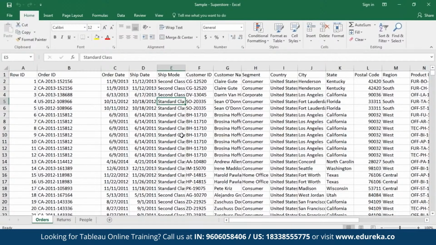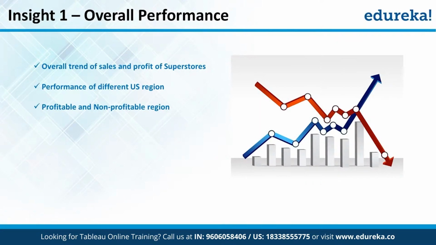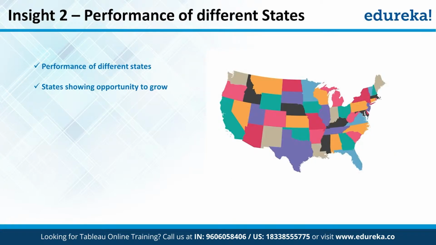So pay attention guys. The questions which we will answer today through our Tableau dashboards are, the first question which we will answer is, what is the overall trend of sales and profit of superstores? How different regions have performed so far and which region has been profitable or non-profitable so far? So that is the first question which we are going to answer, right? Second, how different states have performed so far? Which states are showing promise to grow and in which states the investors should stop investing?